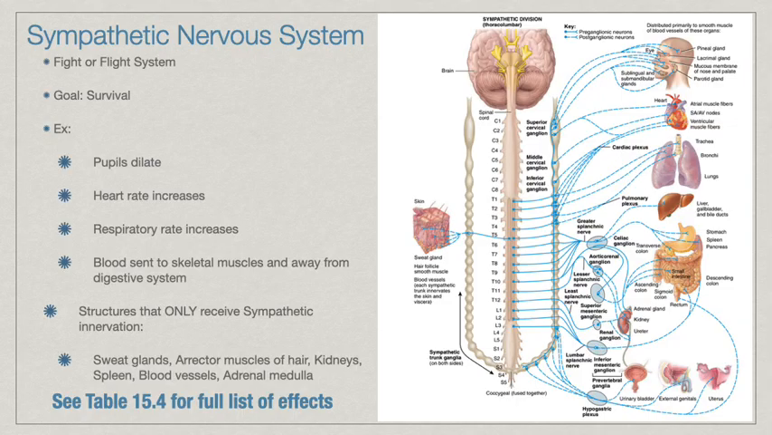We will also see many organs of the digestive tract and urinary tract innervated here. These organs are going to be really inhibited. We are going to kind of decrease or stop their functioning temporarily. Again, our goal is to survive this situation. We want to send a lot of blood away from the digestive tract. We want to send it out to our skeletal muscles so you can run away or fight your way out of this situation.